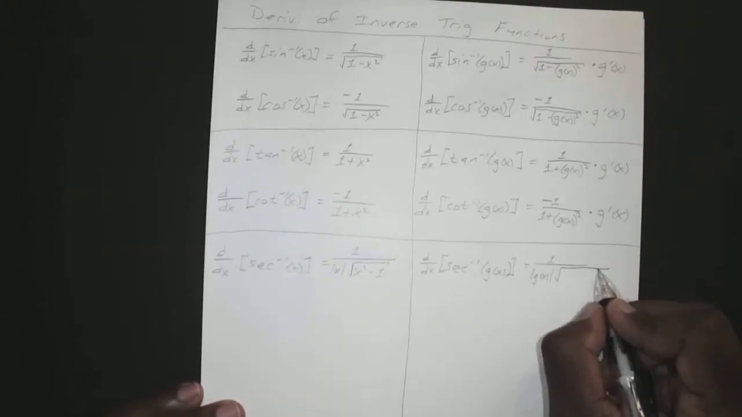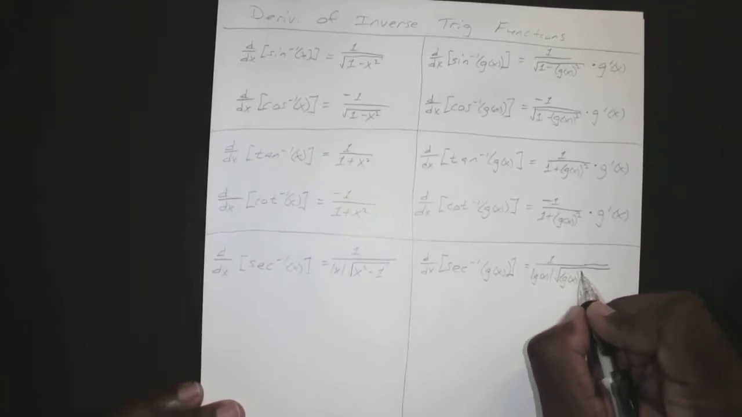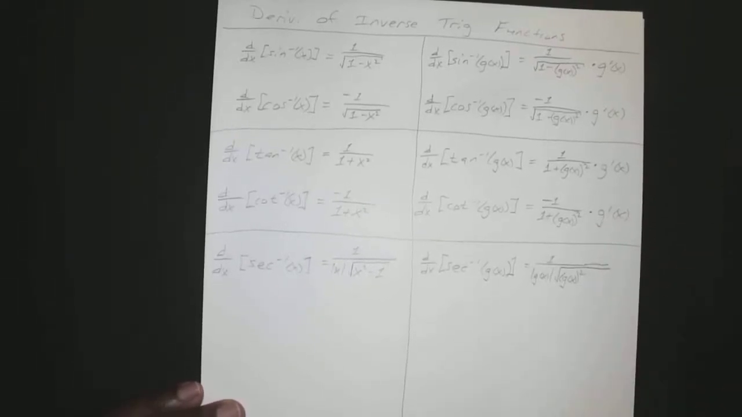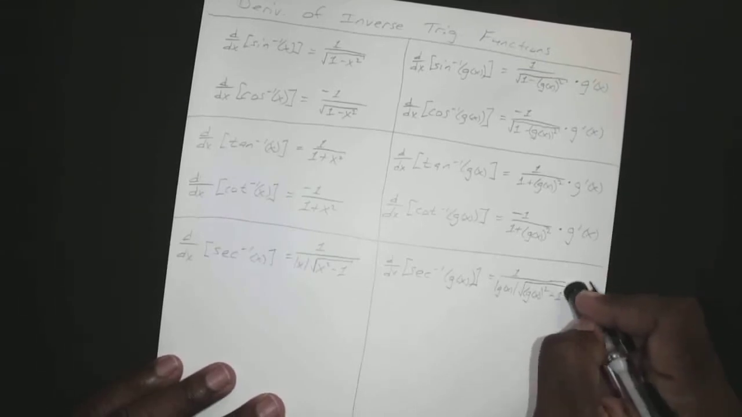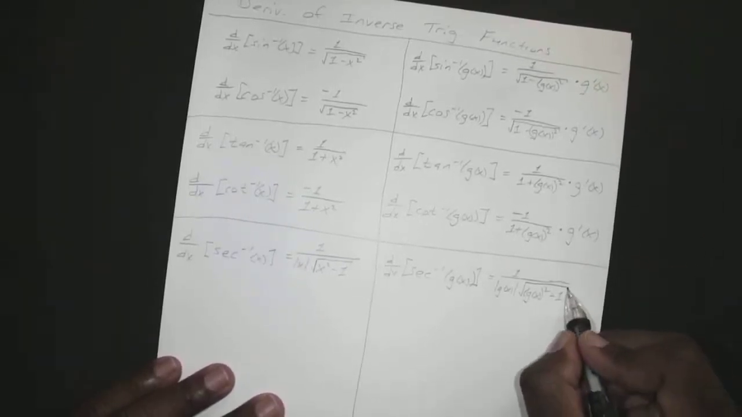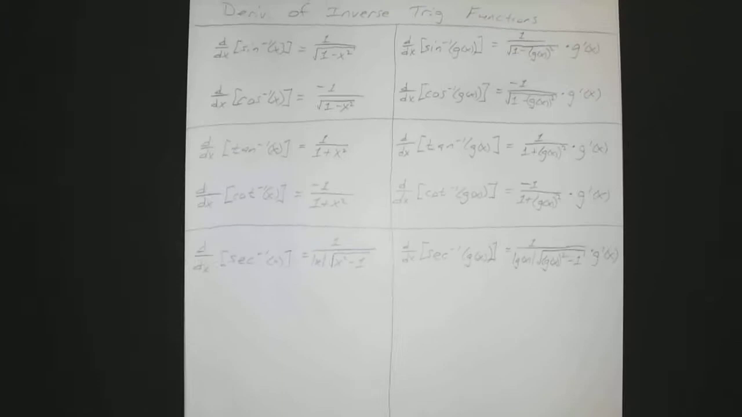times the square root of g of x squared minus 1, times g prime of x.